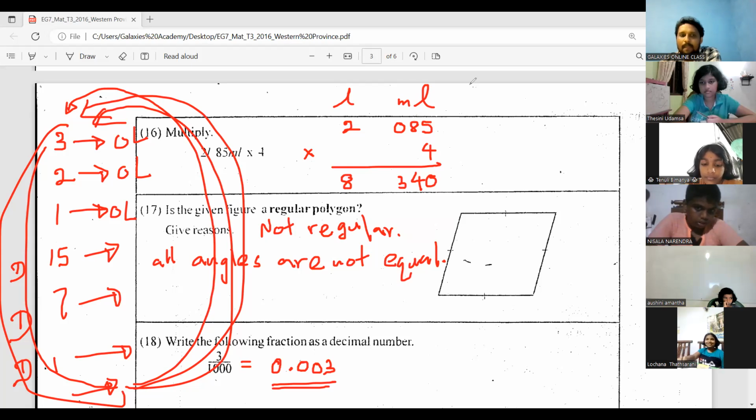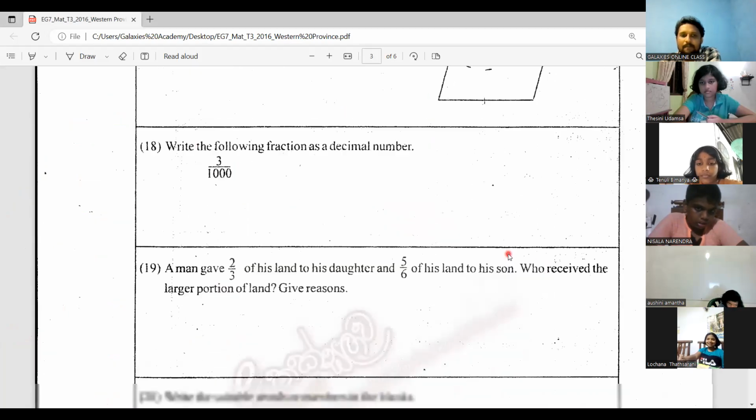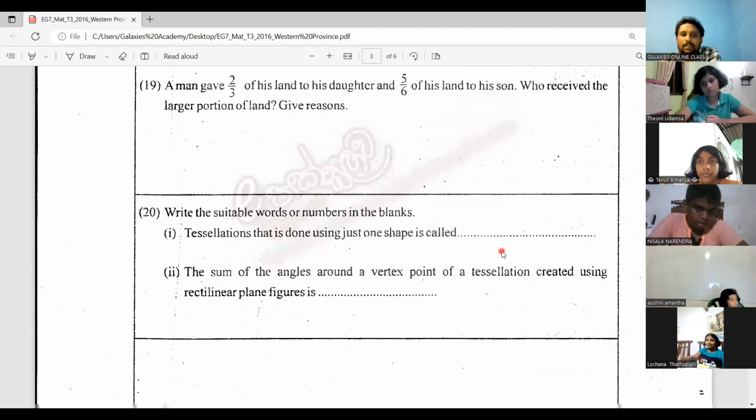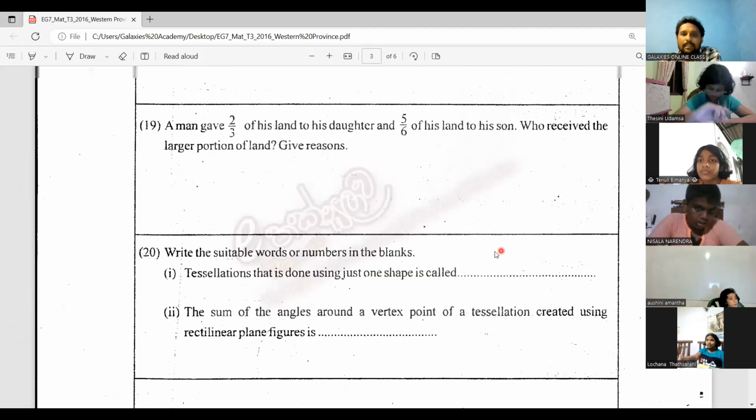Right. Number 19. Right. Look at number 19.